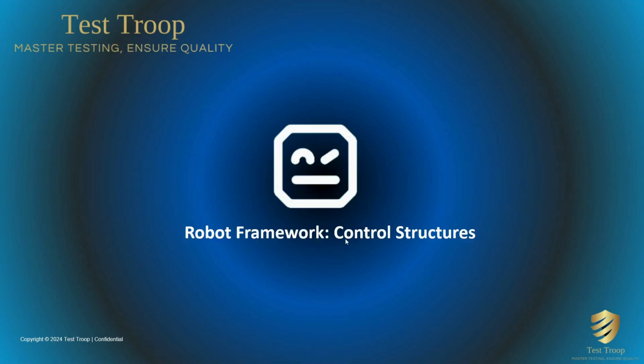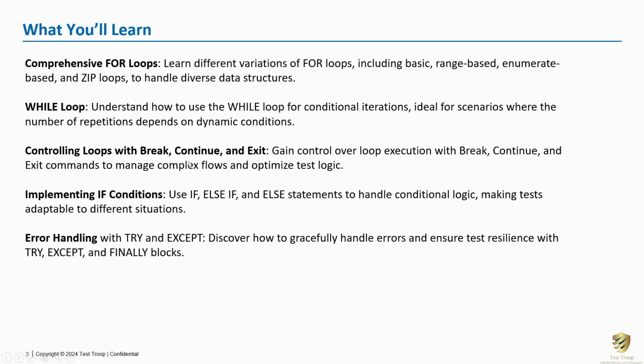In this video, we will learn about Robot Framework's control structures, which include loops, conditions, and exception handling. We will be learning comprehensive for loops, which includes different variations of for loops, the while loop, controlling the loops with break, continue, and exit statements, implementing the if else conditions, and error handling using the try and except methods.